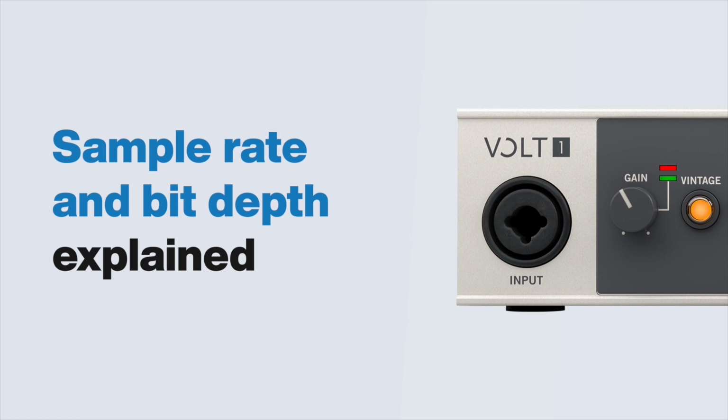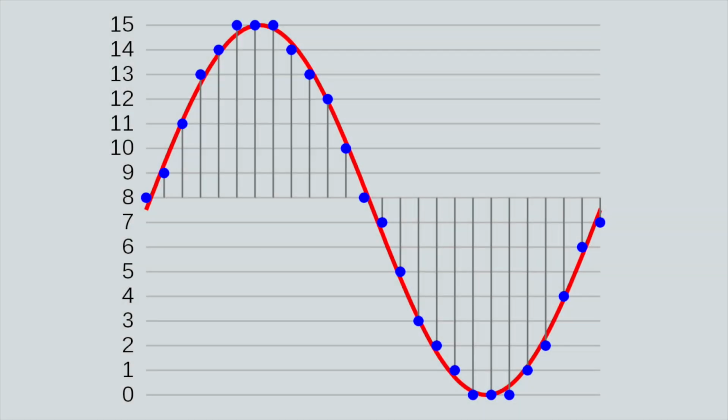In this video, we explain which sample rate and bit depth are best to use for your recordings. The sample rate is the number of digital samples taken per second from an audio signal when recording, and then used to recreate that signal on playback. For example, at a sample rate of 44.1 kHz, the signal is captured 44,100 times a second, and at a sample rate of 96 kHz, the signal is captured 96,000 times a second.